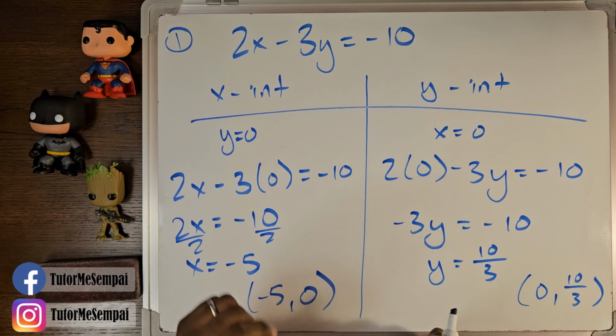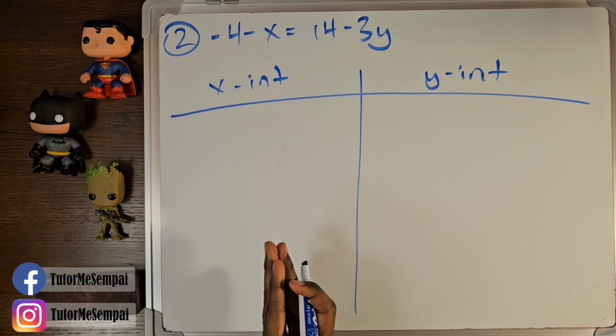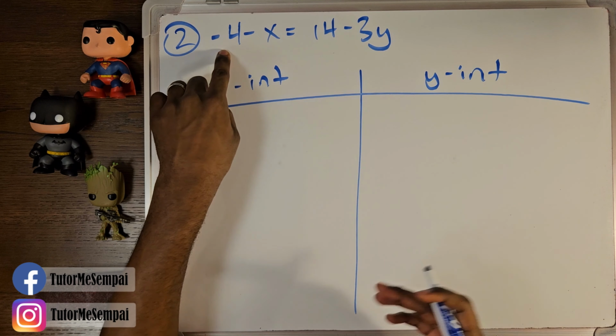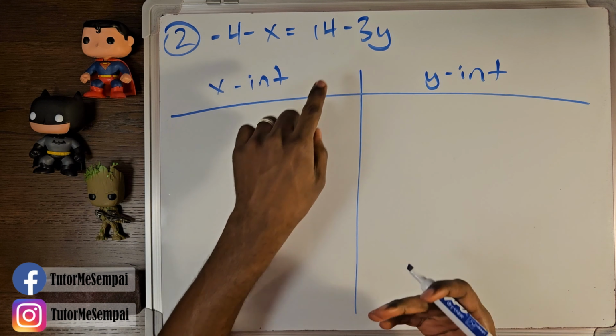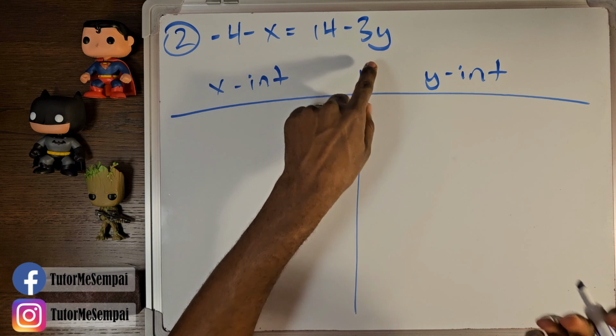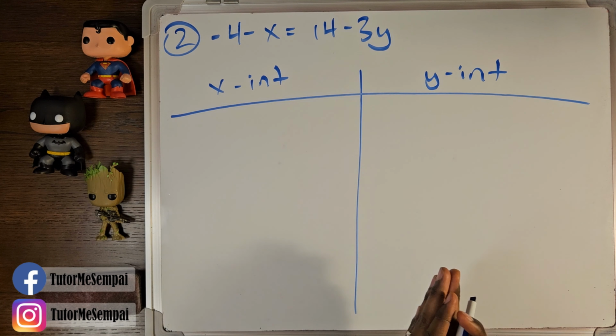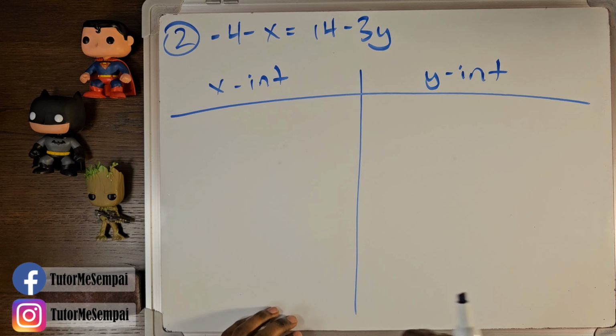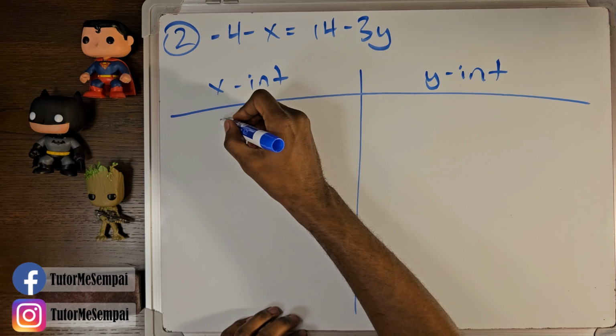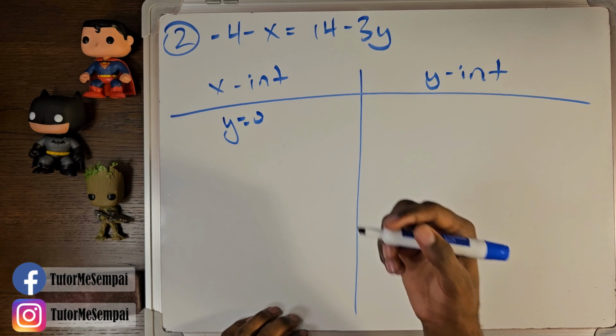Let's practice on one more example. So for our final example of the day, we have negative 4 minus x equals 14 minus 3y. And we want to find our x-intercept and our y-intercept. Now we're going to start with our x-intercept, and in order to do that, the first thing we have to do is set our y equal to 0.